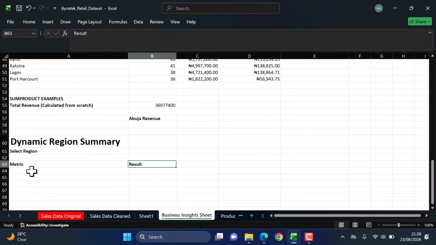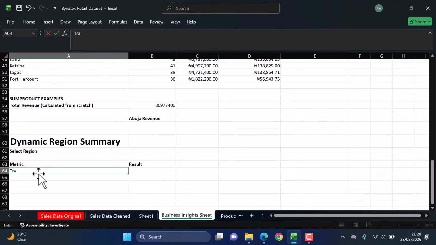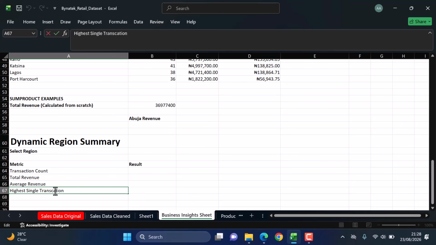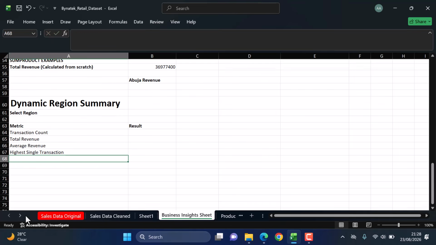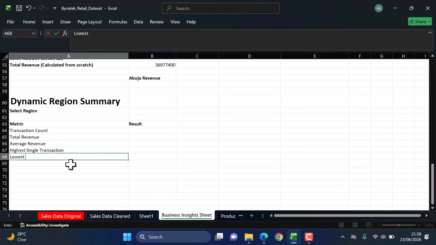All right, so right below this metric, one of the metrics we have will be the transaction count, right? And then we would have total revenue. We would have average revenue. We would have highest single transaction, and then lowest single transaction. All right, so the next is building our dynamic summary.